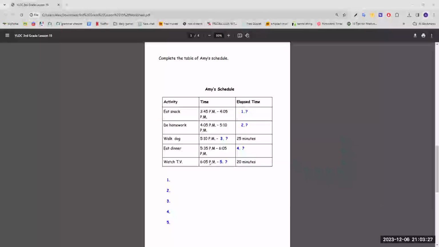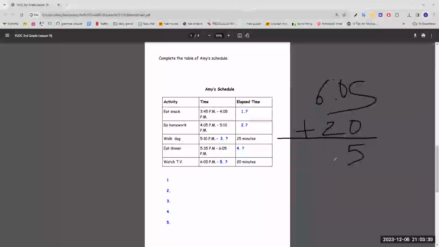And number 5, the start time is 6:05 p.m. and the elapsed time is 20 minutes, and we have to find the end time. So 6:05 plus 20. 5 plus 0 is 5. 0 plus 2 is 2. You jump to 6. So the end time is 6:25 p.m. And that's all we're going to do for today.